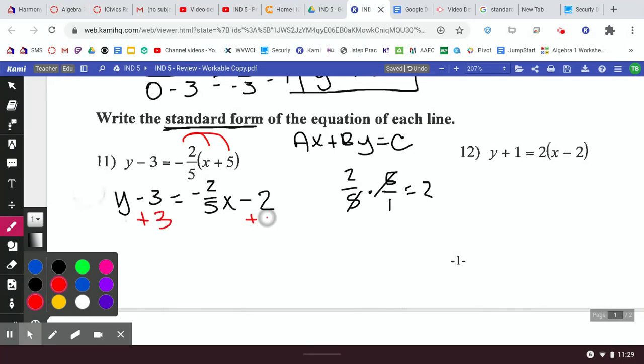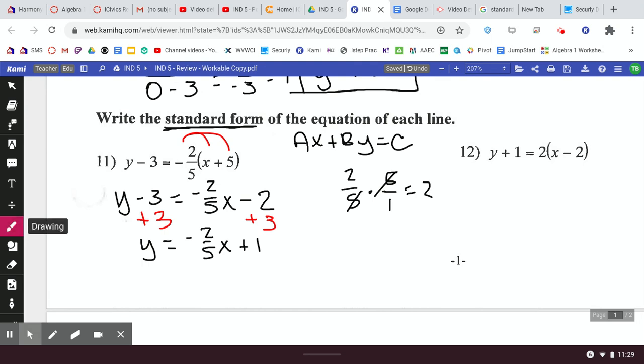Okay, I'm going to add 3 and add 3, get all those combined, so I get y equals negative 2/5 x. Negative 2 plus 3 is a positive 1. Okay, Shayna, what's next? What do I want to get rid of? What can't you have on an x? Can't have a fraction, so we're going to get rid of that, right?